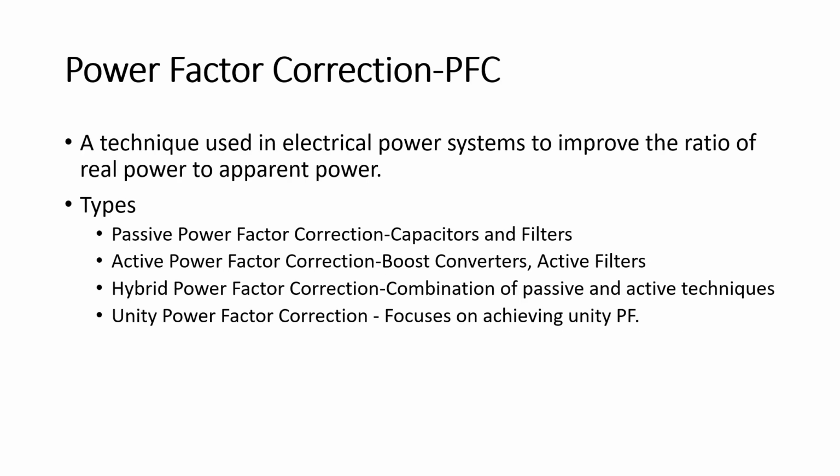Then the power factor correction. It's normally a technique used in electrical power systems to improve the ratio of real power and apparent power. There are four types. First one is passive power factor correction. In this case, normally we use capacitors and filters. The second type is active power factor correction. In this case, we use active elements like boost converters or active filters. And the other one is hybrid power factor correction. It's normally a combination of passive and active techniques. And the last one is unity power factor, which focuses on achieving unity power factor, like power factor 1.